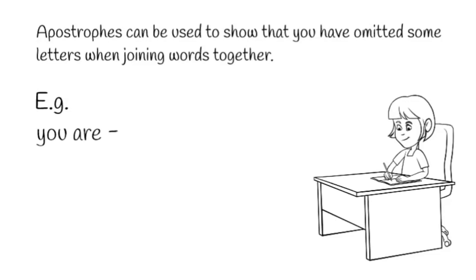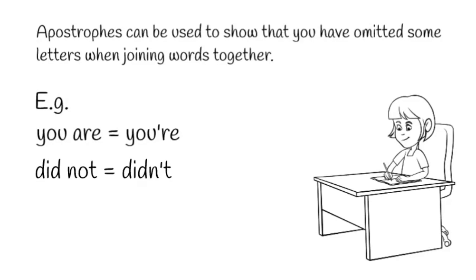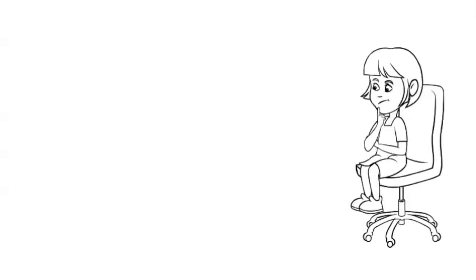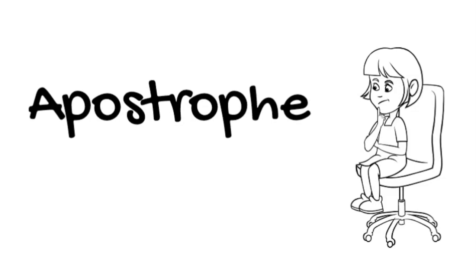in the words "you are," we can contract it to be "you're," the omitted letter being the A. In "did not," we can contract it to be "didn't," the omitted letter here is the O. And in "you would," we can contract it to become "you'd," and the missing letters are W, O, U and L.